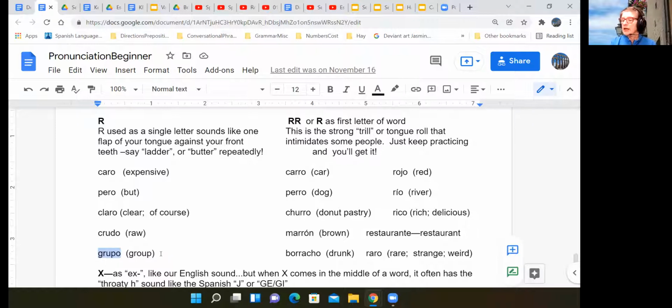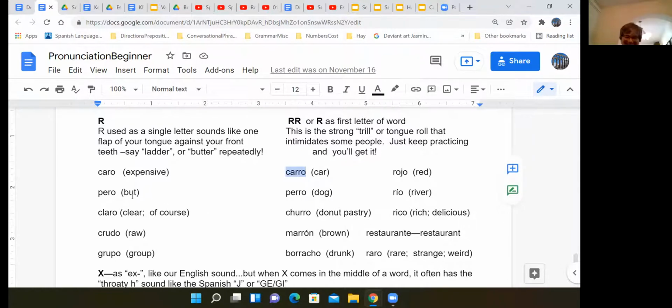Okay. Now, if the single R is the first letter of a word, then something special happens. And that special thing is it will sound like the R, the strong trill. And this is the one that might give you some trouble. Okay, but this is the one that gets the strong rev it up trill, or rolling your R as we call it. So let's look at this word, carro.